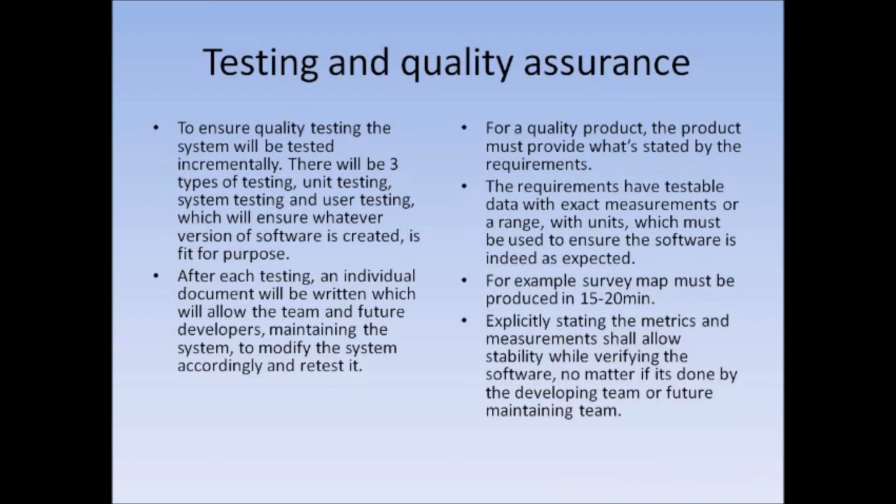For a quality product, the product must provide what is stated by the requirements. The requirements have testable data with exact measurements or a range with units which must be used to ensure the software is indeed as expected. For example, the server map must be produced in 15 to 20 minutes. Explicitly stating the metrics and measurements shall allow stability while verifying the software, no matter if it's done by the development team or future maintaining team.